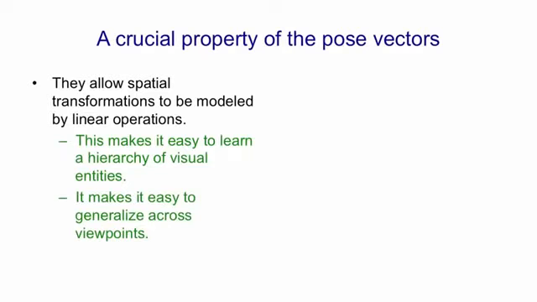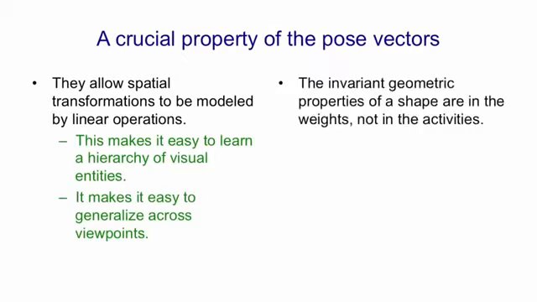So what's going to happen when we make small changes in viewpoint is the pose vectors, those vectors of neural activities, are all going to change. What's going to be invariant is the weights. It was the weights that represented the relationship between a part and a whole, like Tij on the previous slide, and those don't depend on viewpoint.